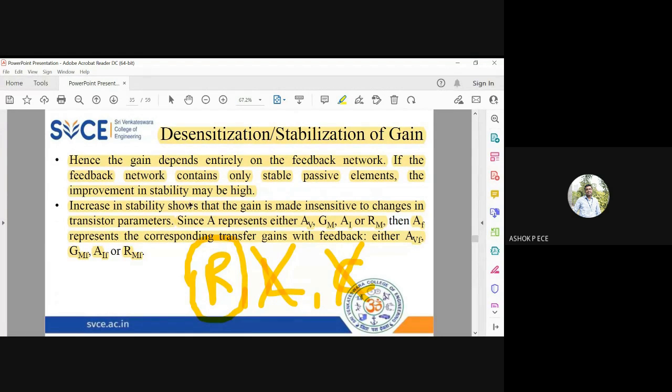We use the term A everywhere, but A necessarily need not be voltage gain or current gain. Please be very clear. It depends on what amplifier you are considering. Okay, it strictly depends on what amplifier you are considering.